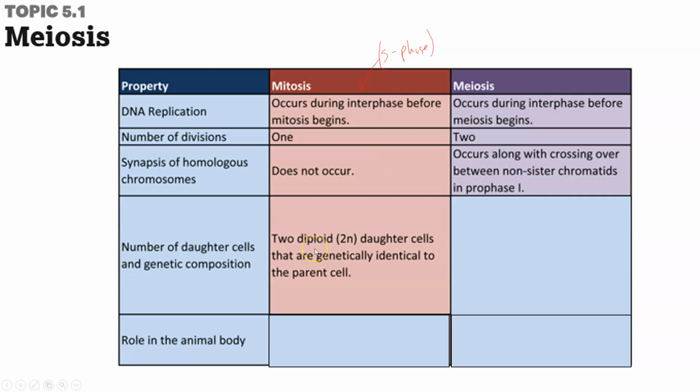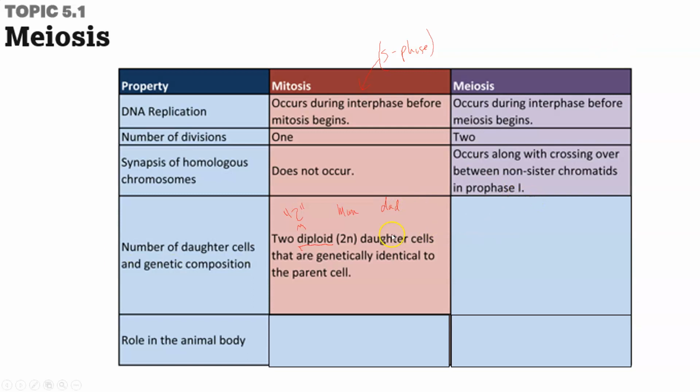Number of daughter cells. We already talked about this. 2 diploid daughter cells. They're genetically identical. So let's look at this word here, diploid, and let's think about what that means. You probably see the prefix di in there. Usually that refers to 2, right? And when we talk about the ploidy of a cell, that means how many sets of chromosomes it has. In this case, we have 2 sets of chromosomes. That might make sense because you get half of your DNA from mom and half from dad.